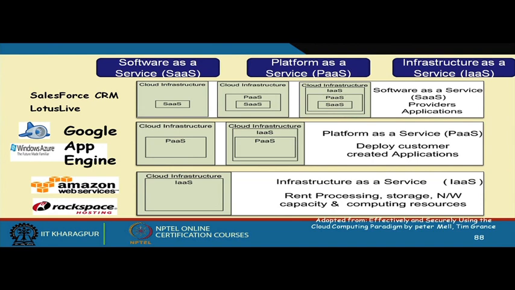Next level is your software as a service, where you have the underlying hardware above which some operating system runs, then you have the software running over it. So, many shared softwares are of this type, with examples including Salesforce, CRM, Lotus Live, etc.